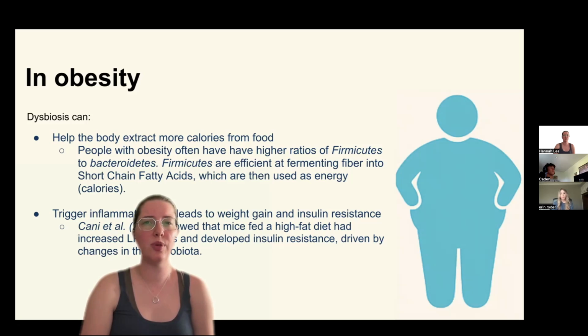This means that even if two people eat the same thing, one with certain gut bacteria may absorb more energy from it and potentially gain more weight. Obese individuals often have a higher ratio of firmicutes to bacteroidetes, two major groups of gut bacteria. This shift is associated with increased energy harvest from the diet. Dysbiosis can also contribute to low-grade chronic inflammation, which interferes with insulin signaling and promotes fat storage, another pathway to weight gain.